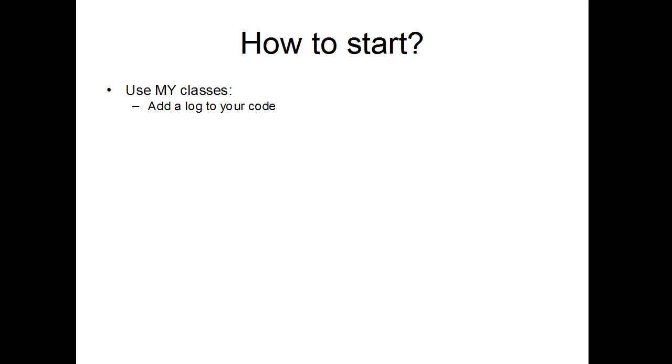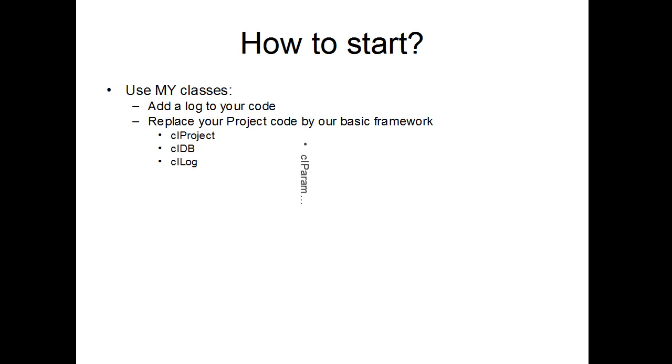You also can replace your project initialization code, the one that you're currently using, with the different objects that I'm using in the basic framework. You have the CLProject class for the project, the CLDB for the database management, CLLog to add a log to your code, CLParam to manage any type of parameter that you may need in your application. So really, you start by looking at the project that's coming, and we're going to have a look ourselves very soon now, and you use them in your own project. You're going to see that it's going to be very simple to do and give you a good start.